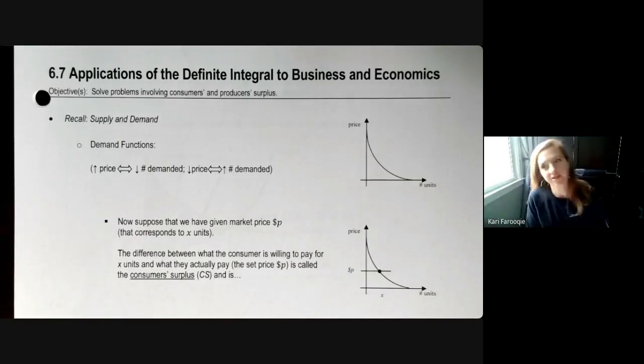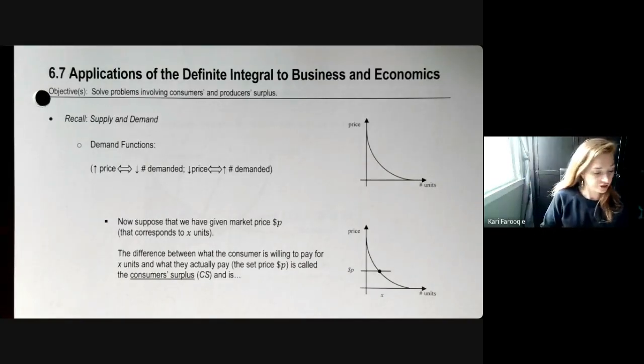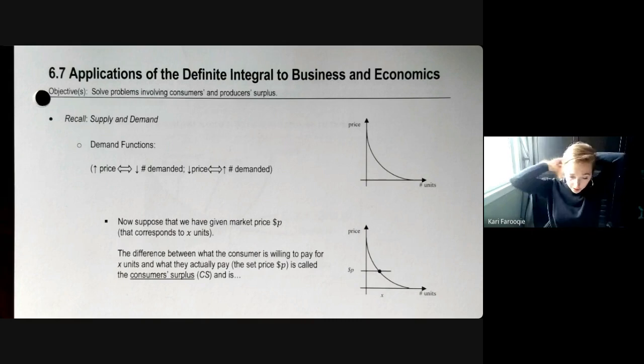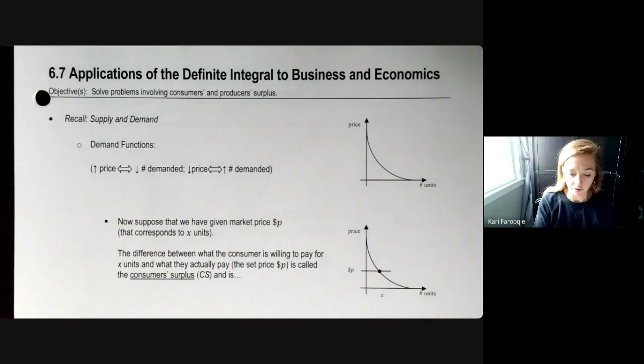All right, section 6.7. This is the last section in chapter 6. This is just a couple of applications of the definite integral to business and economics. We're not going to be getting too deep into any of this, but I did want to introduce you to some of the basic concepts here, which are producer surplus and consumer surplus, and hope that you get at least just a baseline understanding of what each of these represents.